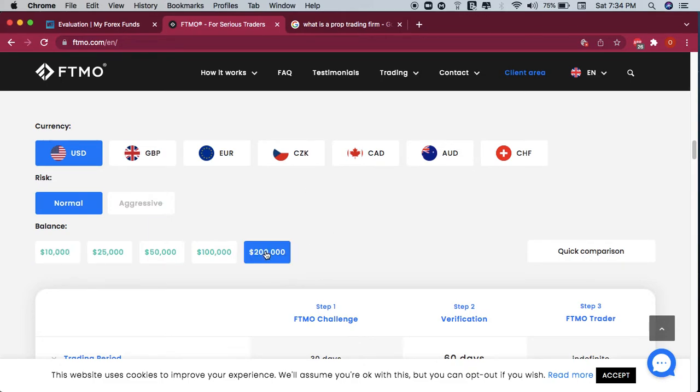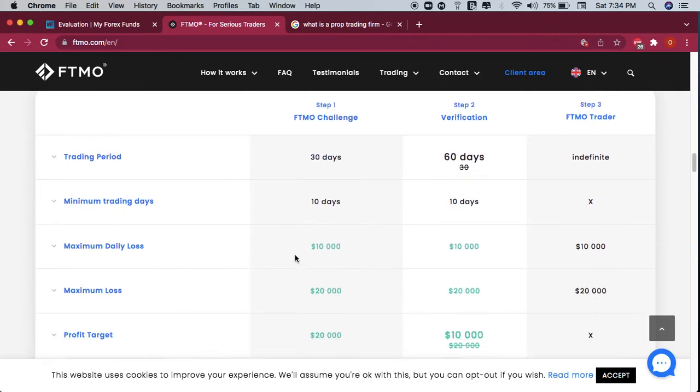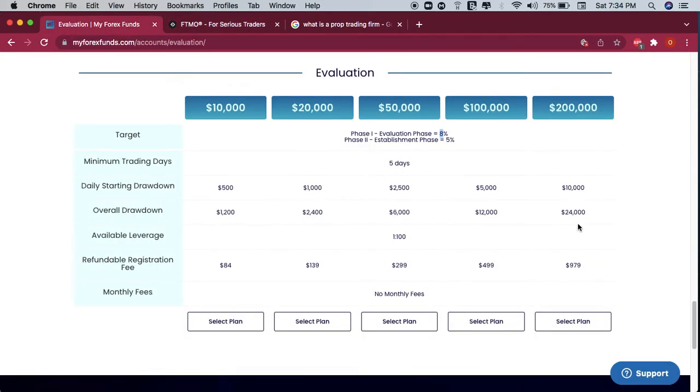So as you can see, FTMO goes all the way up to 200,000. So you can do an evaluation on a $200,000 account and you can try to meet the targets. So the profit target here is 20,000 and you have to do that without losing 20,000. And the registration fee is 1,000 euros. However, if we look back at My Forex Funds, you can see that their registration fee is only $970. And their profit target is not 20,000, it's about 18,000 if my math is correct. So that's why I always say My Forex Funds is very user-friendly, it's very beginner-friendly.